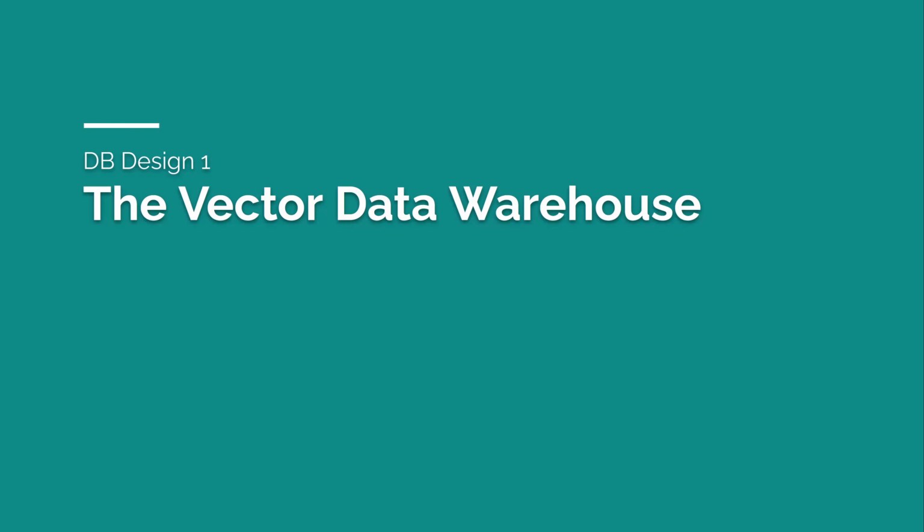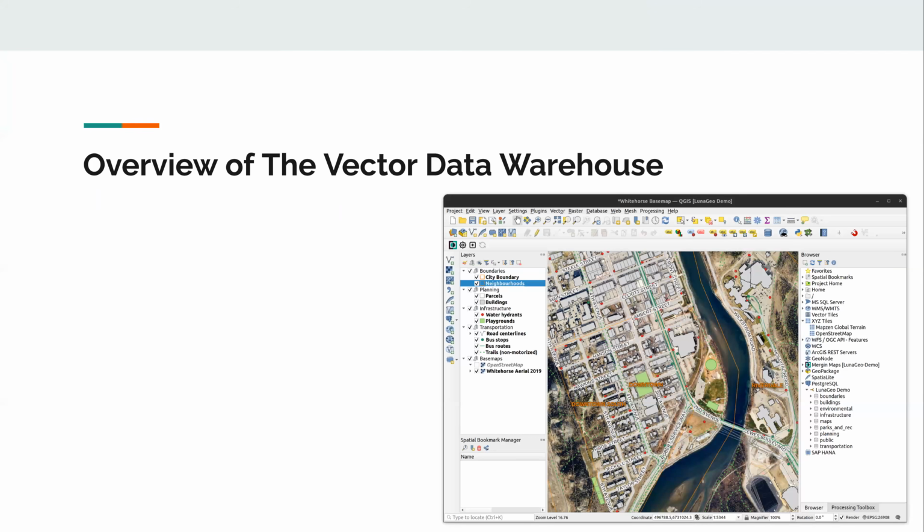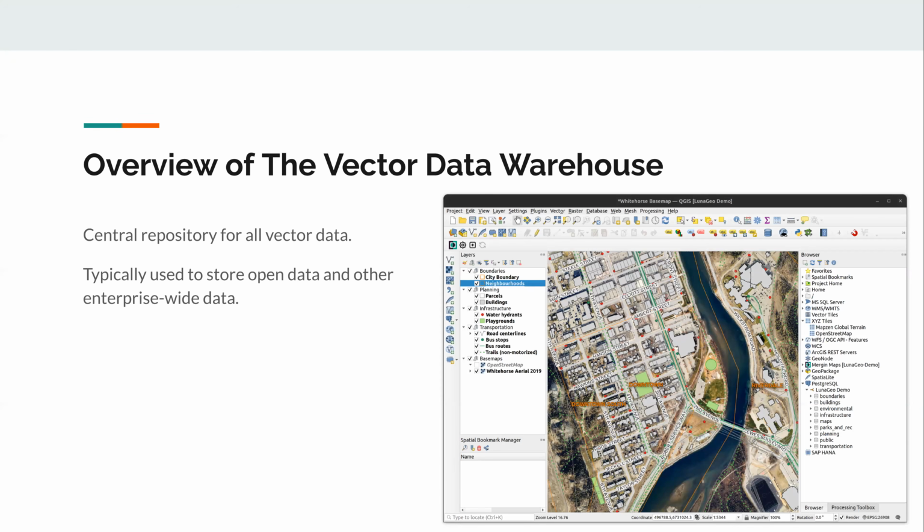Okay. Database design 1, the vector data warehouse. It's a big name for something that's just going to be your standard database, right? Think of it as just a central repository for all your vector data. It's typically used to store open data and other enterprise-wide data.